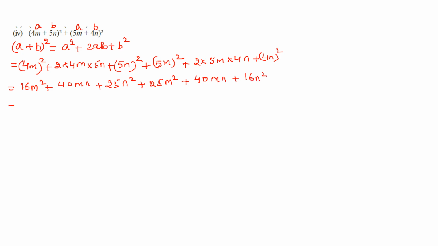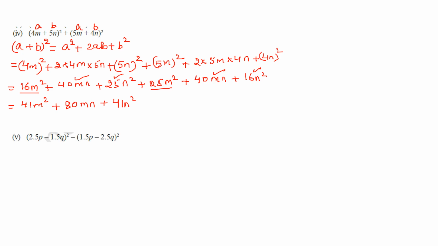Now you have to combine the like terms. So you can see 16m square plus 25m square. So 16 plus 25 will give me 41m square, plus 40mn plus 40mn. So 40 plus 40, 80mn. Then 25n square plus 16n square, it will give me again 41n square. So this is the final answer.